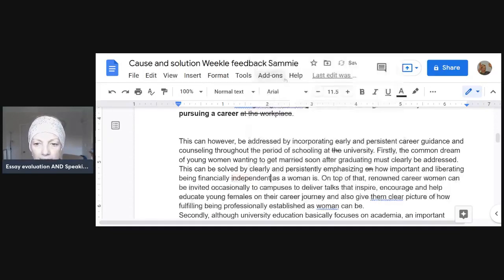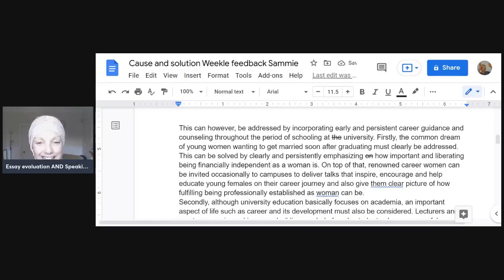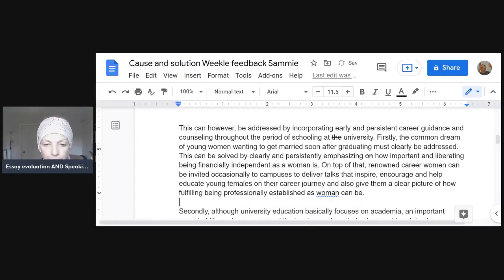On top of that, renowned career women can be invited occasionally to campuses to deliver talks that inspire, encourage, and help educate young females on their career journey and also give them a clear picture of how fulfilling being professionally established as a woman can be. Okay. I mean, that's good as a woman. But we do need to lose words. Oh, we've got secondly here.